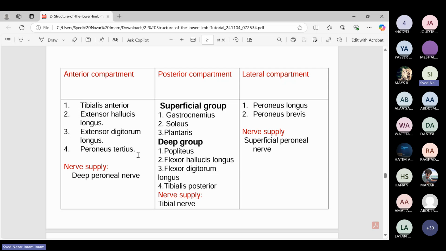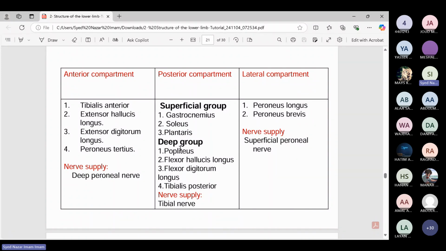Now let's go to the posterior compartment. The posterior compartment is the thickest compartment in the leg, and it is divided into two groups, the superficial group and the deep group. The superficial group of muscles are called calf muscles, CALF, calf muscles. And what are the muscles? We have gastrocnemius because it looks like the stomach. We have soleus, remember the soleal line, and then we have the plantaris. So these are the three muscles in the superficial group, and they are commonly called calf muscles, and they have a common tendon that is called tendocalcaneus.